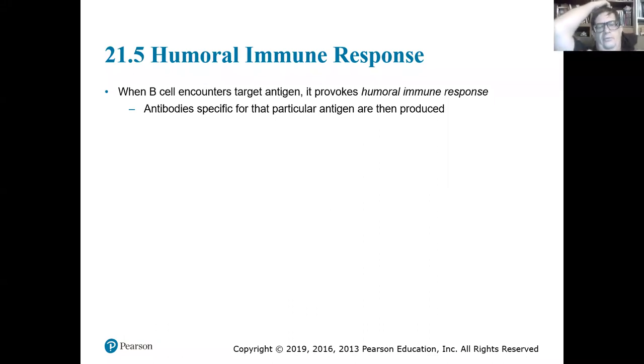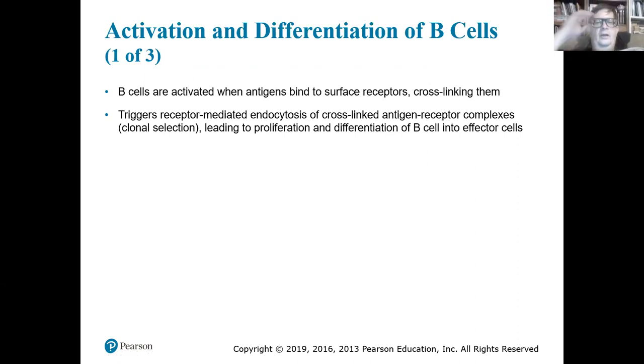Okay, so humoral immune response. When a B cell encounters an antigen, this starts the humoral immunity up. Our goal is that we are going to make antibodies against that antigen. So this is the process how. All right. So B cells get activated when an antigen binds to a receptor on the surface and cross-links with it. This triggers receptor-mediated endocytosis. Fancy way of saying that the B cell will then pull the thing inside of itself.